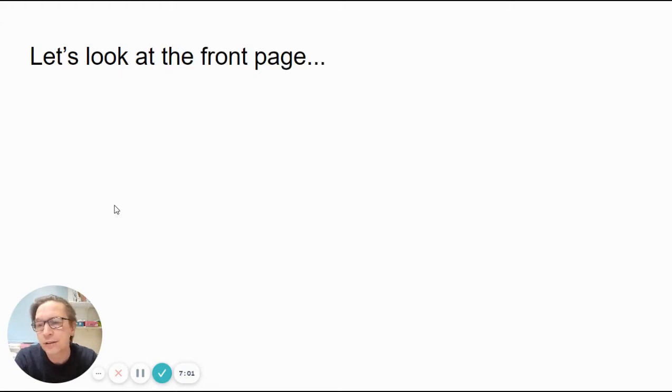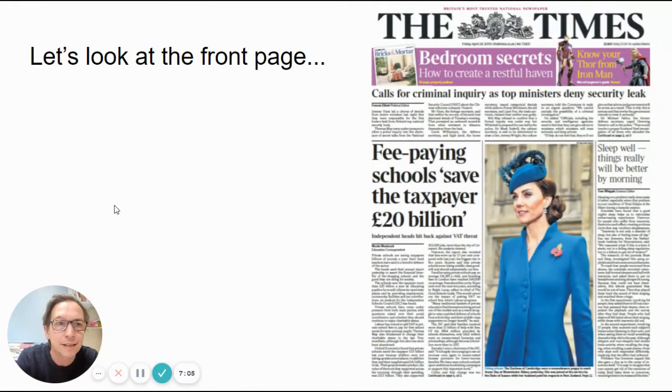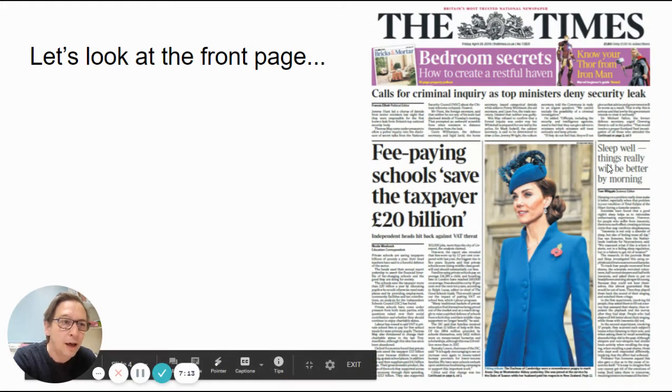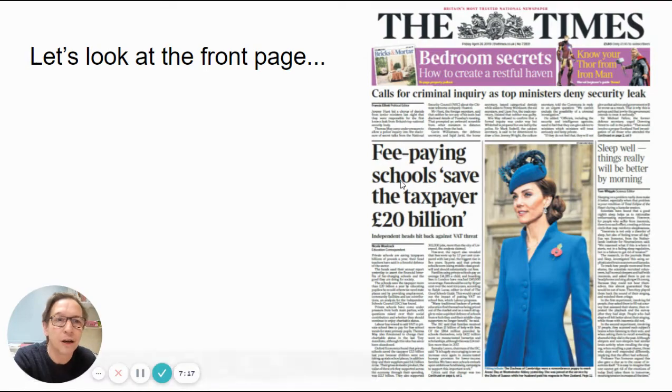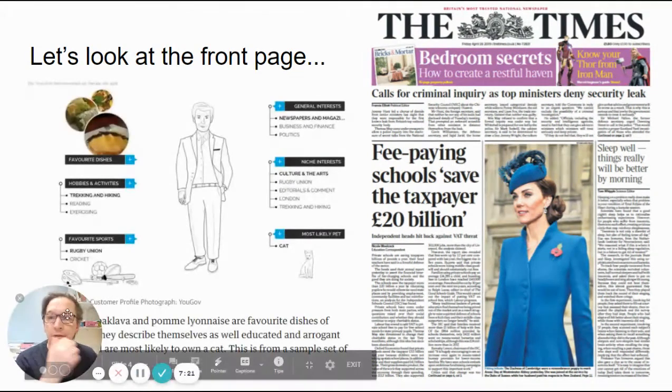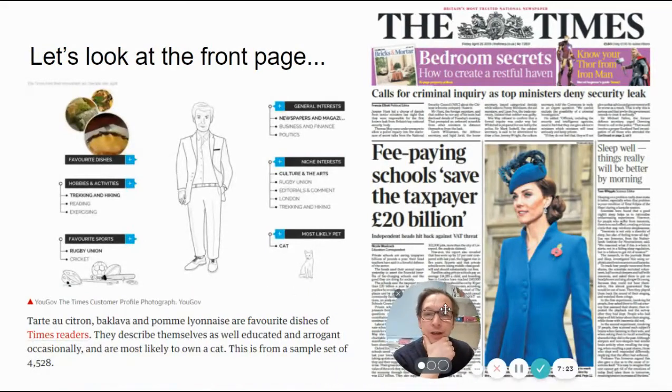Okay, let's have a look at the front page of the Times. Now, here it is. You can see that, again, it's arranged using this grid system. It's not exactly the rule of thirds here, but things are very much divided into this very organised kind of pattern. Now, we've got to think about who our Times reader is.